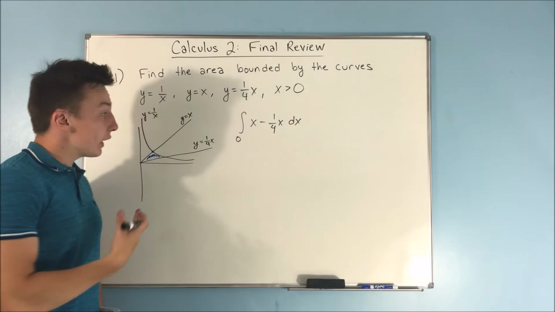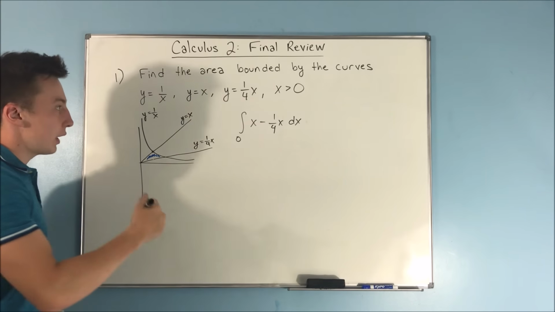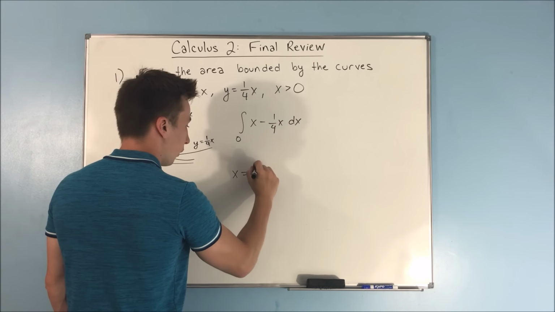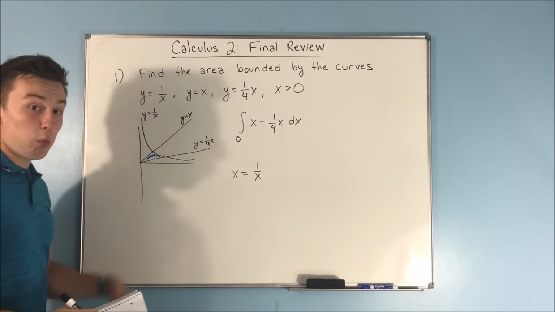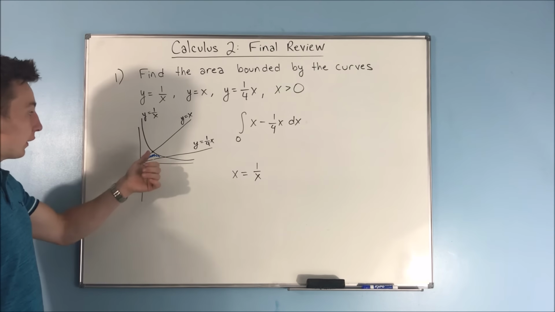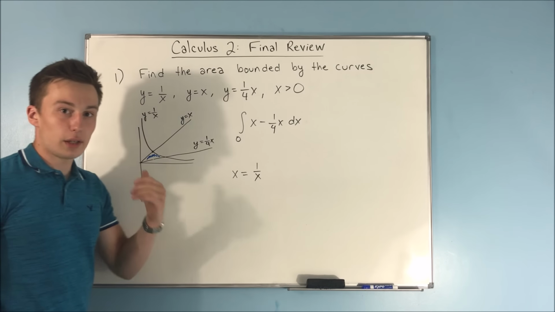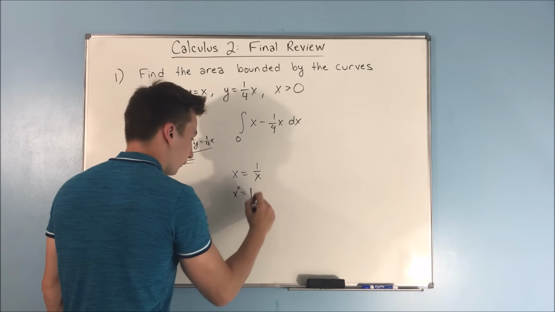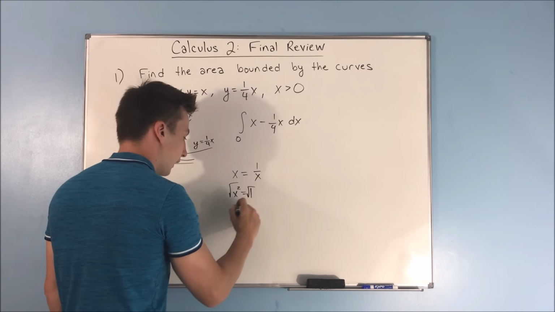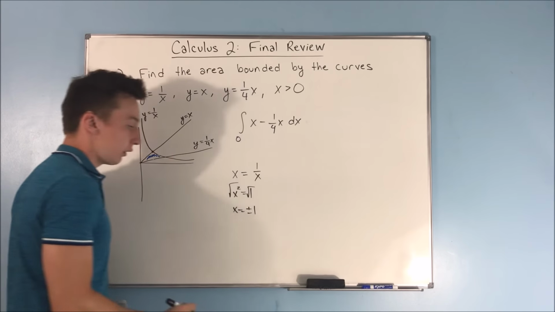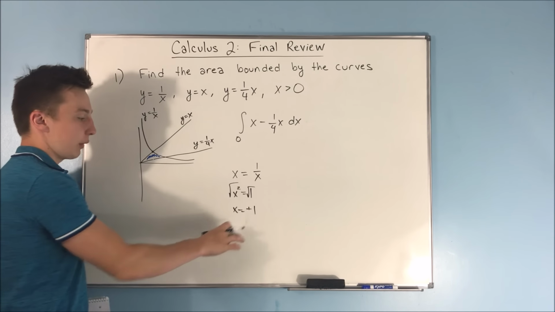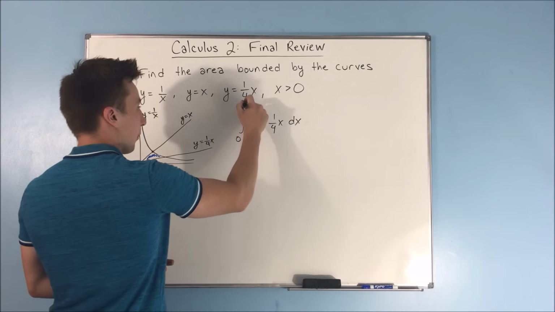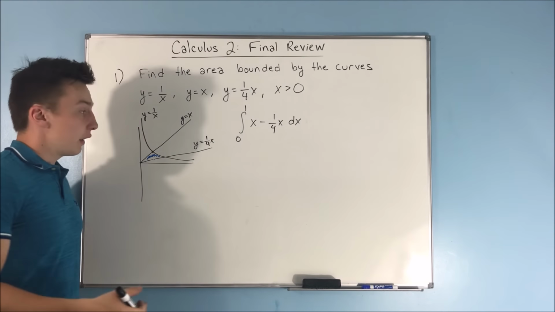Now, what is going to be that intersection point? Well, we can set x equal to 1 over x. Why are we doing that? We want to figure out where x crosses 1 over x. So, obviously here, x squared equals 1, and we can take the square root of both sides. x is going to equal plus or minus 1, and we're dealing with positive x's here, so x is going to equal 1. So that is our top bound. So that's your first integral.